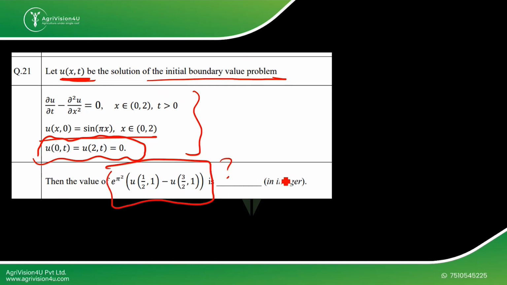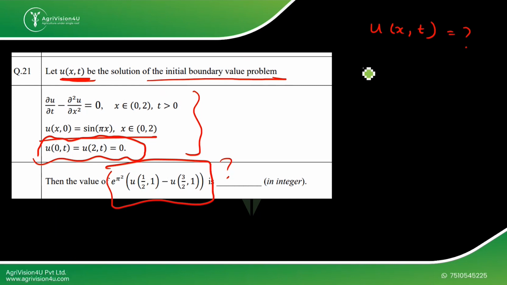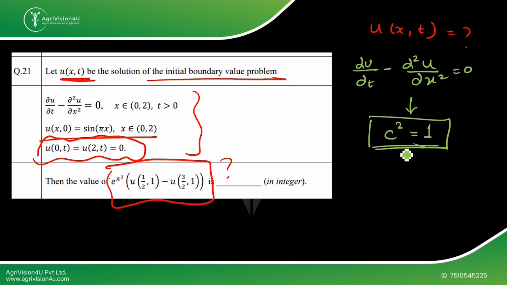To calculate the value of this function, first of all, you have to calculate what is the function, right? What is the value of this function u(x, t)? You have to calculate this. Now the first thing that is given to us is dou u by dou t minus dou square u by dou x square is equal to 0. So if you relate with this, you will get the value of c square as 1 here, right? C square value is given to us, that is 1.